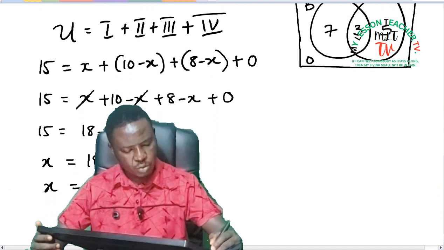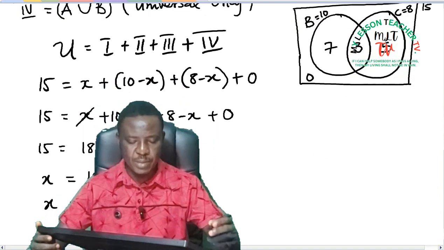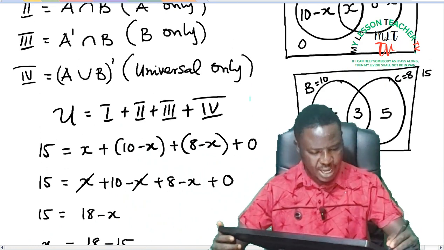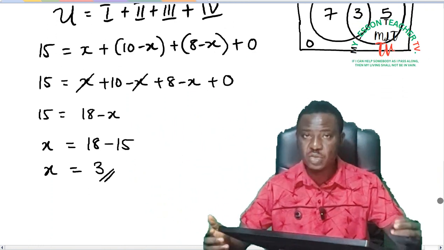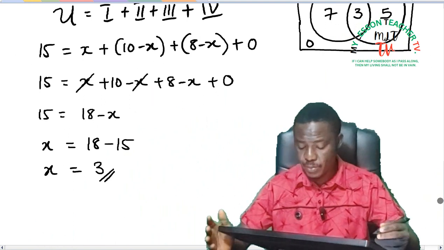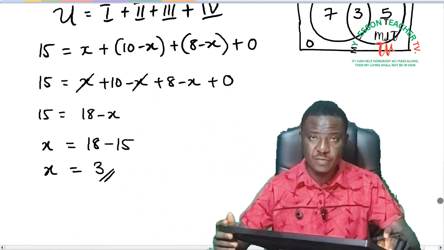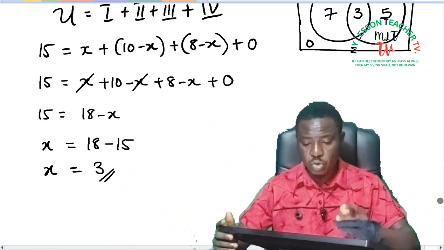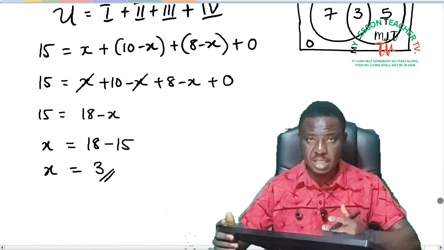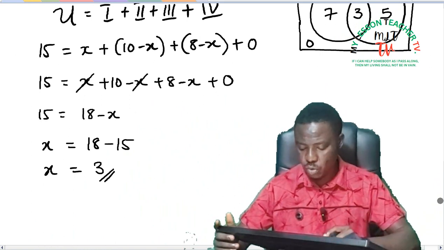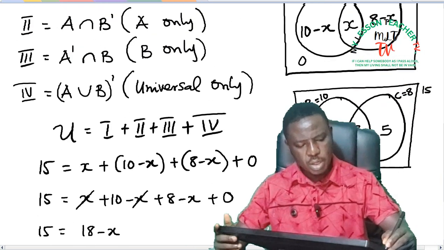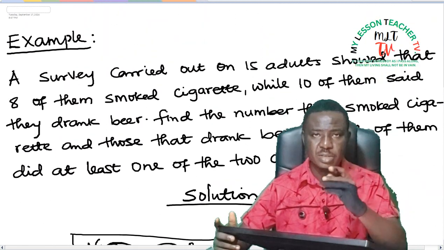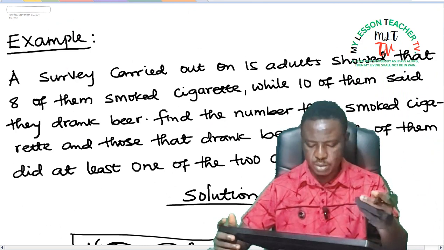One other thing I would like you to understand is, since you are dealing with people, your answers must be positive. So if at the end of solving a question that has to do with people you have a negative value, it means your solution is wrong somewhere. You can go ahead and look at it again and try to see where you got it wrong. This is how you can apply the Venn diagram in solving 2 subset problems.